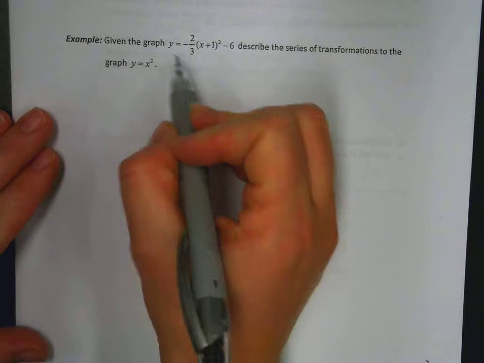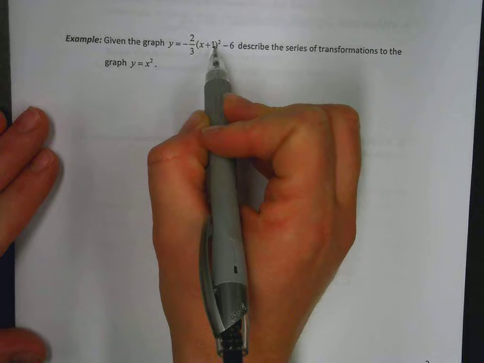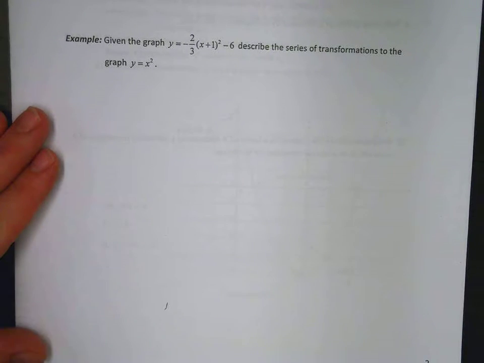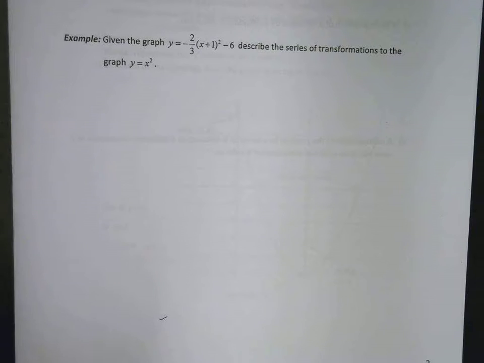My transformation function equals negative 2/3 (x plus 1) squared minus 6. Describe the series of transformations to the graph y equals x squared. So when you're describing the transformations, the first thing you always want to talk about is your stretches.